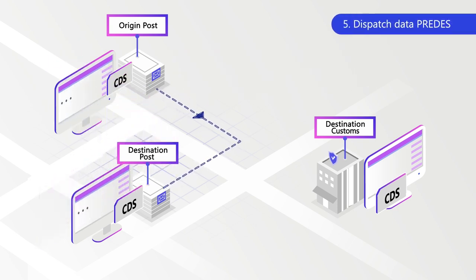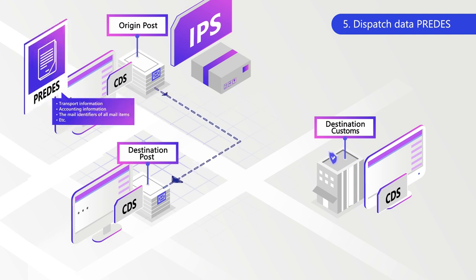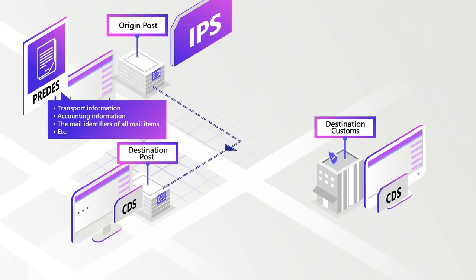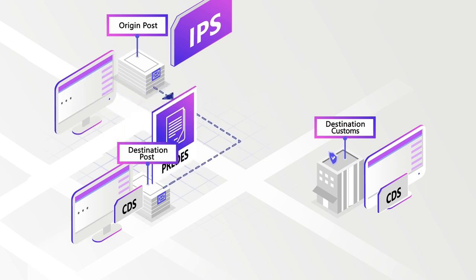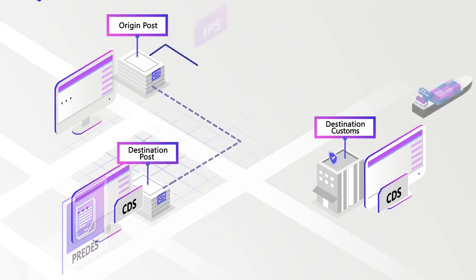Once the mail is ready to be sent from the origin post to the destination post, the origin post prepares a dispatch, which is made of several receptacles containing all mail items that are being sent from the origin to the destination post. The origin post's IPS generates an EDI message called PREDIS, which contains flight information, accounting information, and the identifier of all mail items that are in the receptacles of the dispatch. And this PREDIS message is sent from the IPS of the origin post to the destination post.